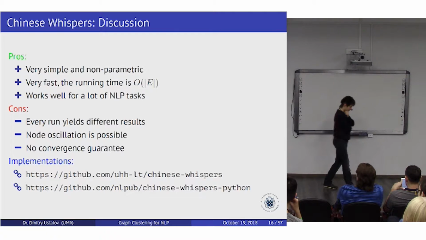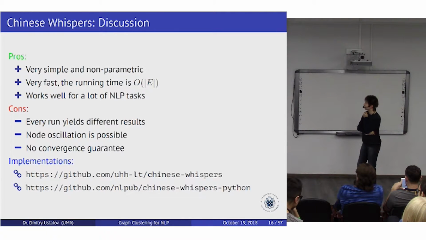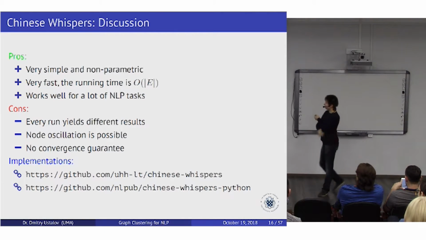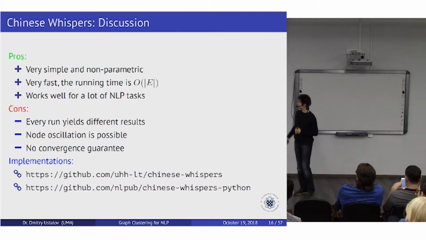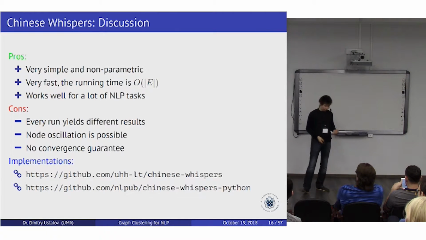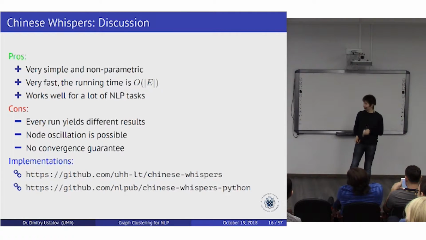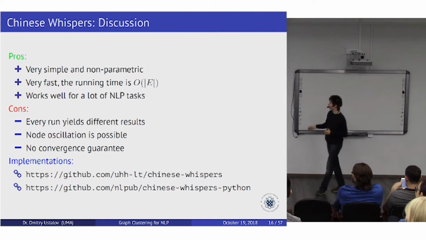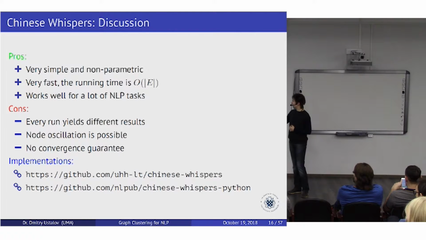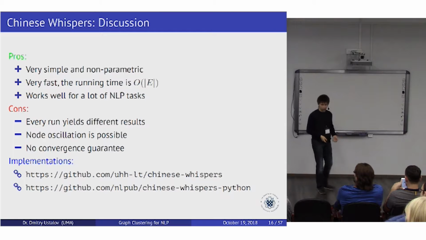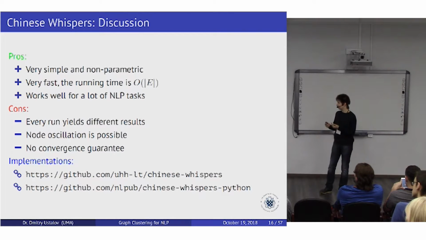Now the discussion on this algorithm. First, what is really cool in Chinese whispers is that it's parameter-free. So it's non-parametric, and it's very simple. It takes at most big O of the number of edges to converge, and it is very efficient for a lot of NLP tasks like word sense induction, language separation, whatever. It really works very well.